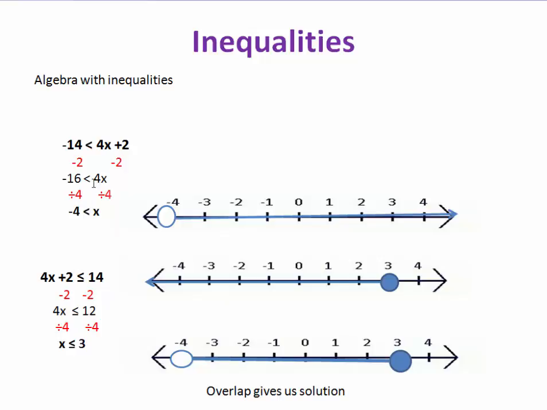Now, if we want the solutions to both of these combined, it's the overlap we've got here. So our 3 would be a solid circle, our minus 4 would be an empty circle, and this line connecting the two, the overlap of these two, is the solution to the two inequalities.